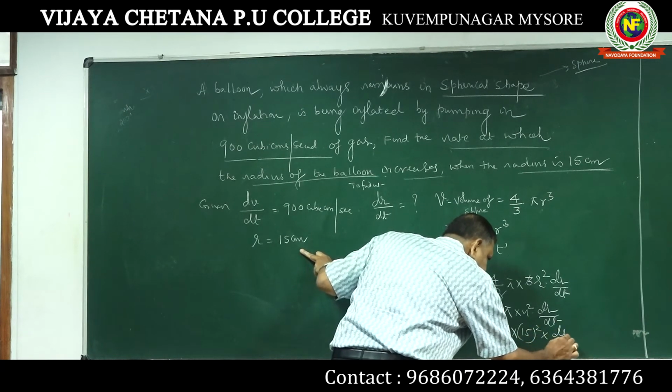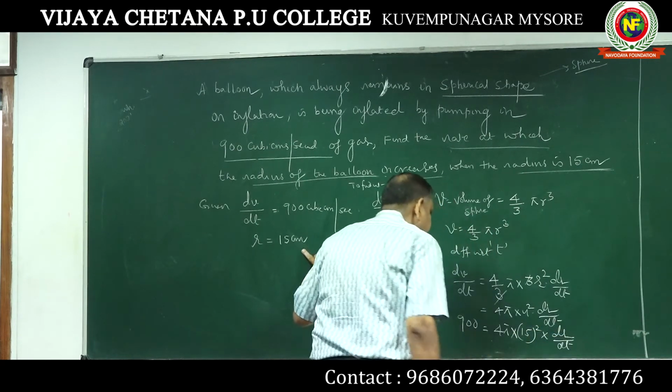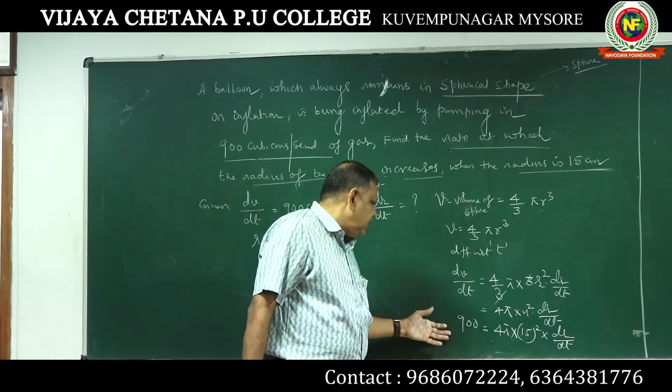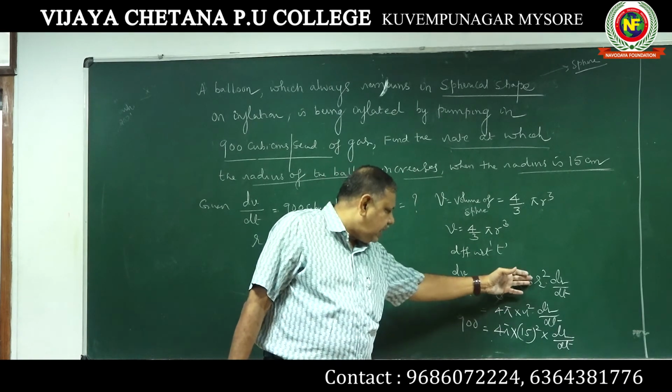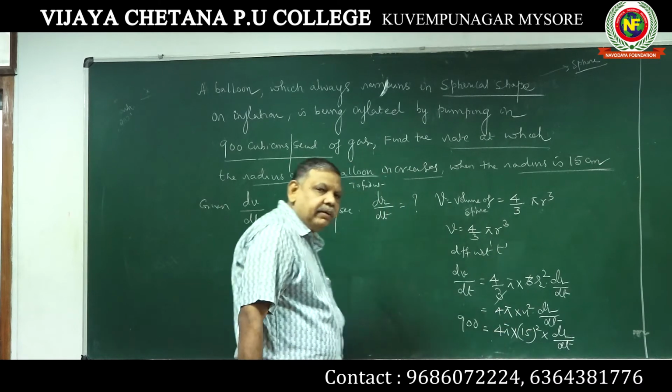Into this you have to find out dr by dt. Please understand the problem here. dV by dt is given. R is given. You have to find out dr by dt.